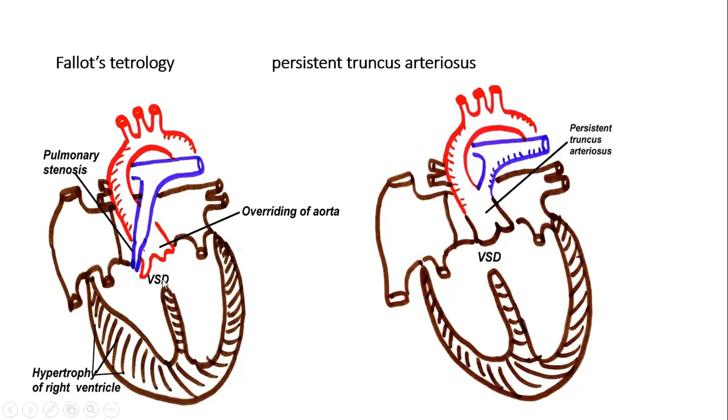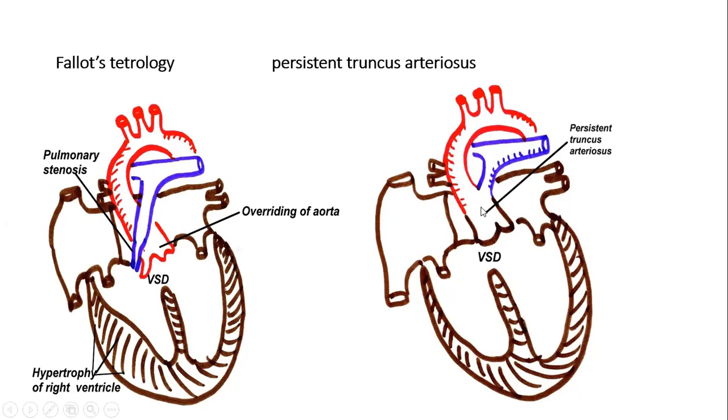Then there is ventricular septal defect. There is pulmonary stenosis and overriding of the aorta. If these 4 conditions are met, then the condition is called Fallot's tetralogy. Okay. Then there is also a condition called persistent truncus arteriosus.